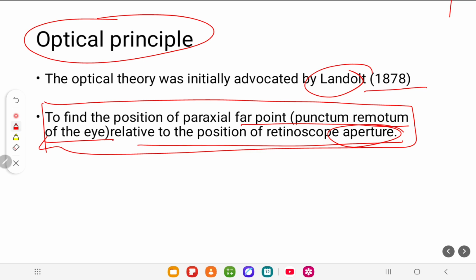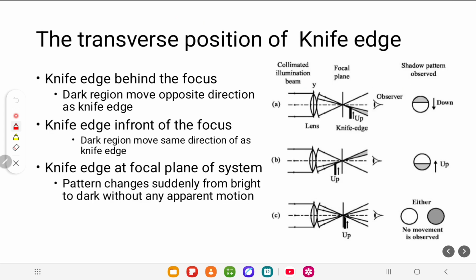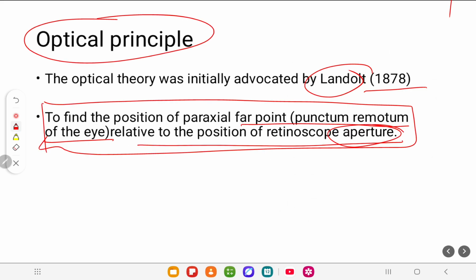Let me explain. In the previous part, I showed the focal plane and the knife edge. So basically, the focal plane means the far point, and the position of the retinoscope aperture means the knife edge.